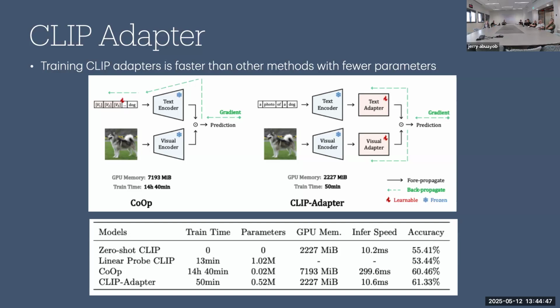Okay, the CLIP adapter only needs less than an hour of training time with half as many parameters as linear probe CLIP, with little to no memory additions at all. And the inference speed, like the 0.4, is pretty negligible over there. So the adapter is very negligible compared to CLIP, so it's a very good, nice addition.